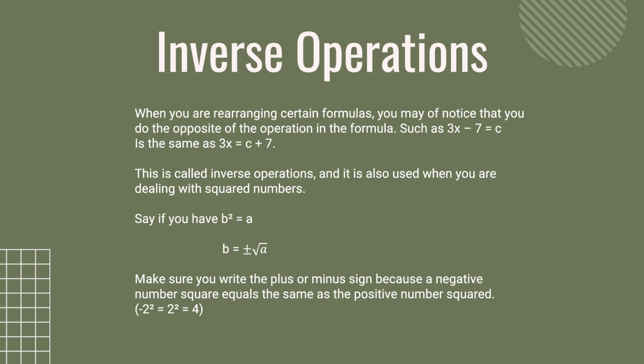Make sure you write the plus or minus sign because a negative number squared equals the same as the positive number squared. Minus 2 squared is the same as 2 squared, which is both 4, because if you do minus 2 times minus 2, a minus and a minus makes a positive. If I did minus 3 times minus 2, I'll get positive 6. So if you square root a number, say 25, it could either be 5 times 5, or it could be minus 5 times minus 5.